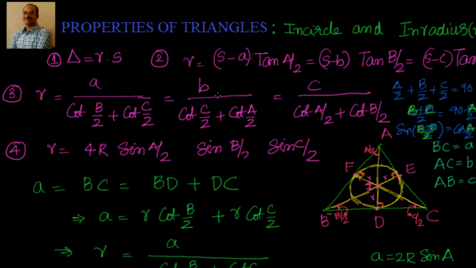So we are just going through the formulas. Once we are done with that, we can do problems applying these concepts, whatever we are learning. Delta equal to rs, r equal to (s minus a) into tan A by 2, r equal to (s minus b) into tan B by 2, r equal to (s minus c) into tan C by 2. Similarly, a equal to r into cot B by 2 plus cot C by 2, and small r, inradius, is nothing but equal to 4 into capital R, that is 4 into circumradius, into sine of A by 2, sine of B by 2, and sine of C by 2.